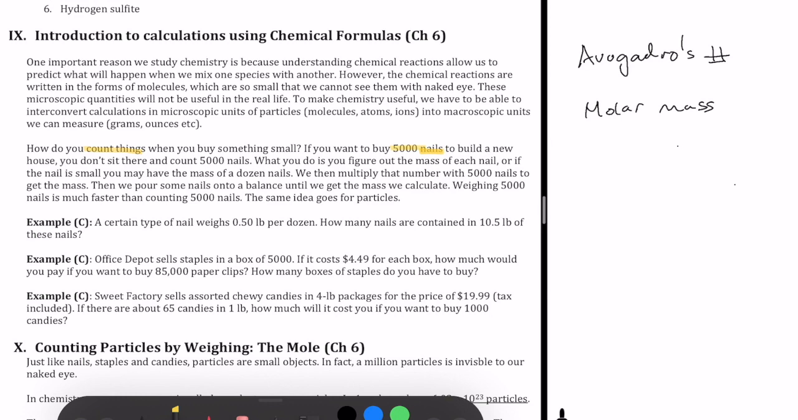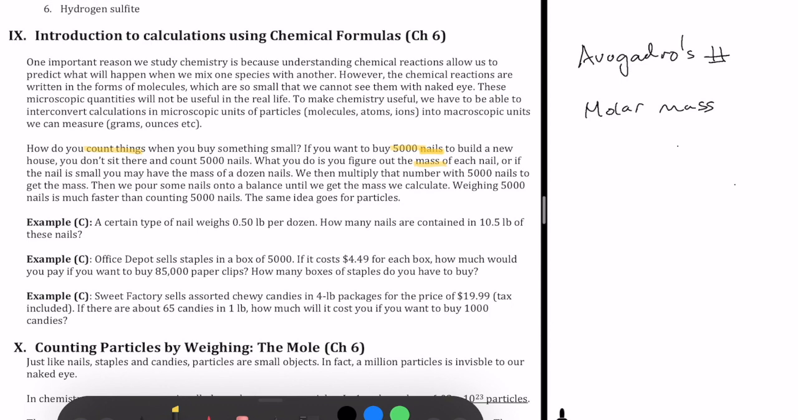So what you do instead, and what the store has done, is they figure out the weight of one nail, and then in order to get 5,000 nails, all you need to do is multiply that by 5,000 to get the mass of 5,000 nails. So you can just take a bunch of nails, dump them in the balance, and see if the number is close enough to what you think the mass of 5,000 nails has to be. If you have that, then you say you have 5,000 nails.